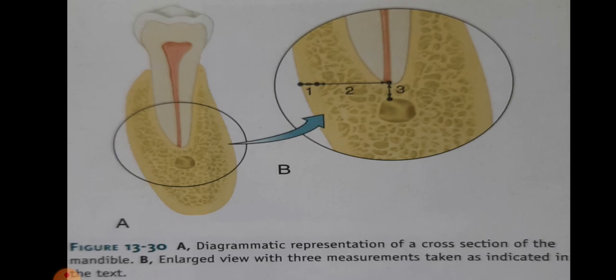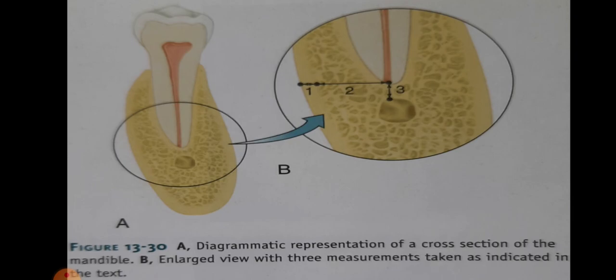Likewise, the mean distance from the inner buccal plate to the apex of the root, B2 in figure 13.30, for the second premolar is 3.78 plus or minus 1.04 mm, for the first molar is 4.1 plus or minus 0.98 mm, for the second molar it is 7.1 plus or minus 1.4 mm, and for the third molar it is 4.03 plus or minus 1.8 mm.